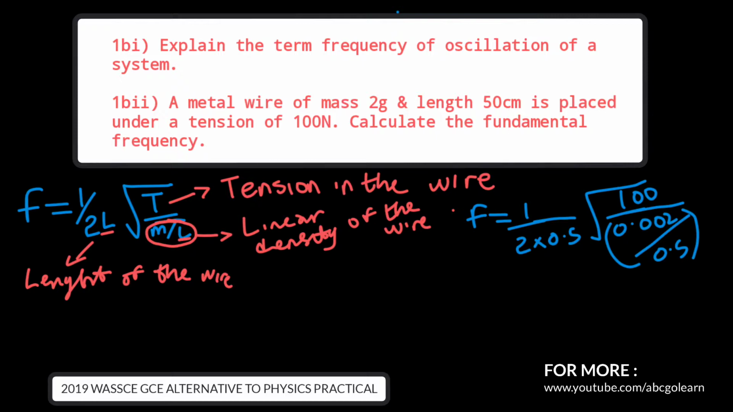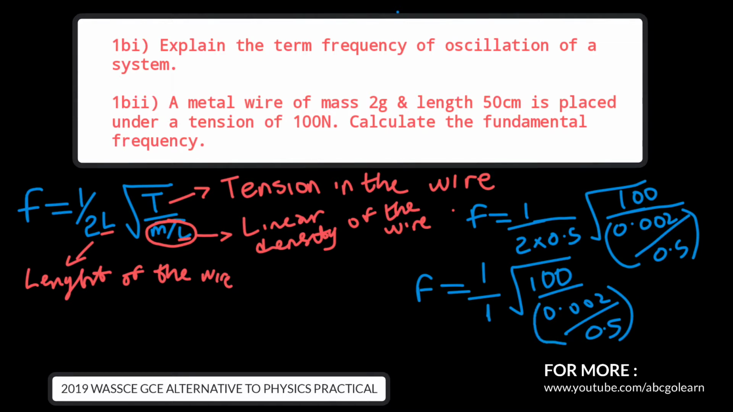Now, to solve this very question, it's a very simple question now. So if you actually multiply 2 by 0.5, you get 1. Do you understand? So just write 1 here. So that means we have 1 outside, and all over 100 divided by 0.002 divided by 0.5.